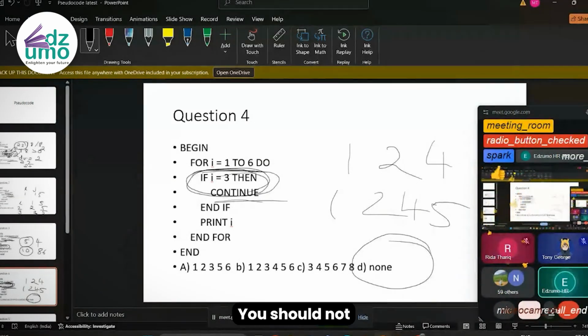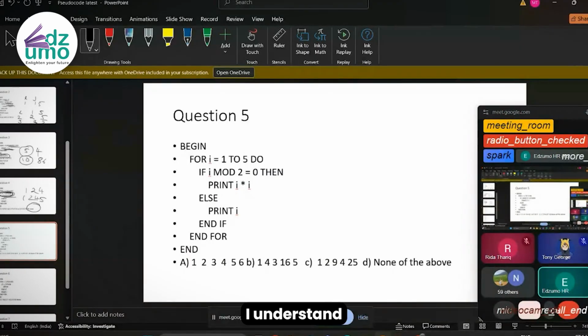Okay, it's nothing wrong. You should not shy away from asking the queries. This is another important question. I understand you now. You know what is mod. What is mod? Remainder operator.